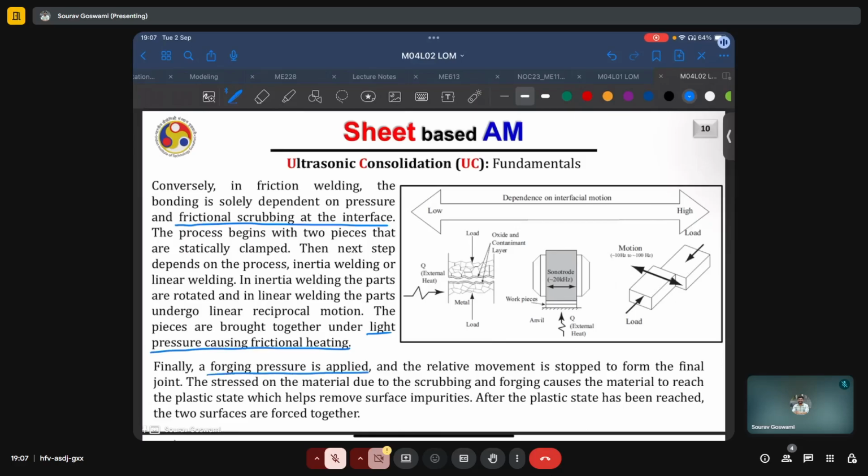The stress on the material due to the scrubbing and forging causes the material to reach plastic state, which helps remove surface impurities. After the plastic state has been reached, the two surfaces are forged together. Here, because it relies entirely on relative motion and scrubbing at the interface, the dependence on interfacial motion is high.